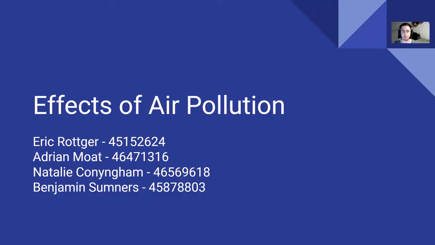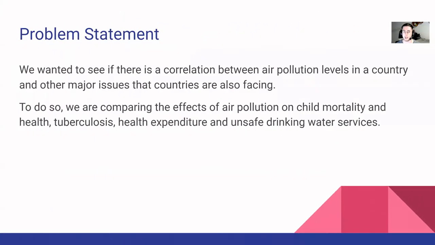Air pollution takes on many different forms such as gases, solid particles, and more. And as we know, all forms of air pollution are harmful to humans, animals, plants, and the overall environment. So that's why Group 67 decided to explore correlations between air pollution and other major issues a country may face.